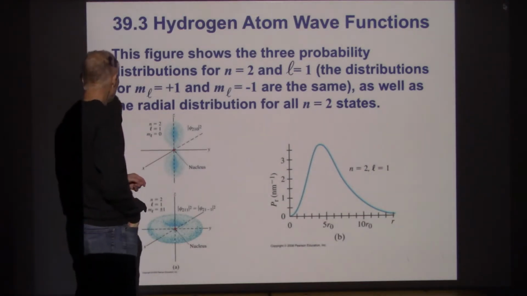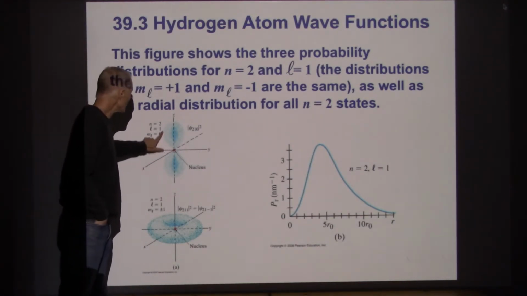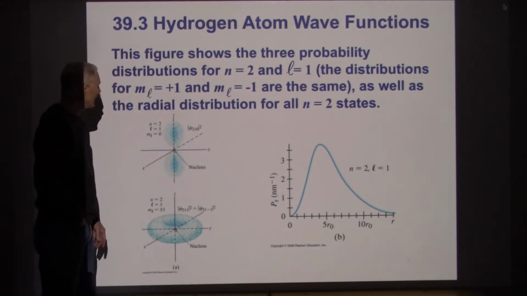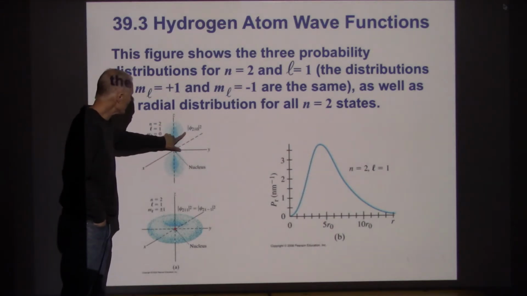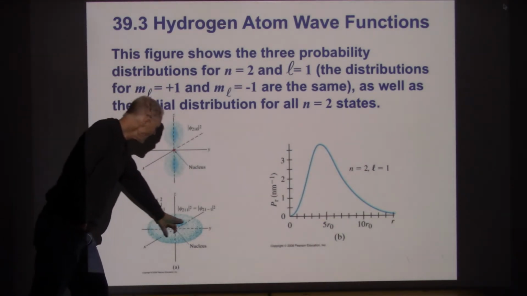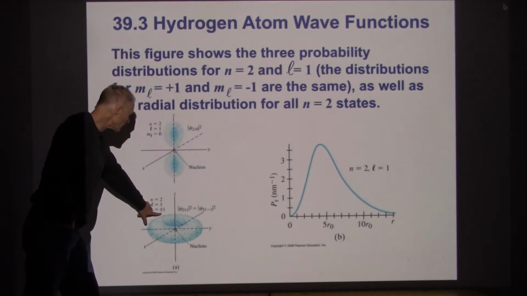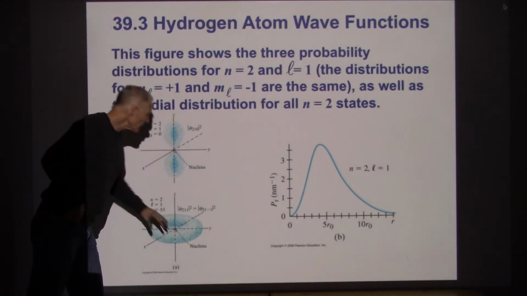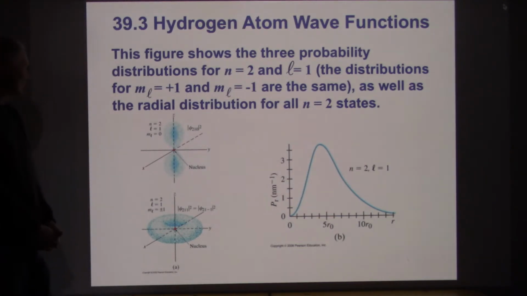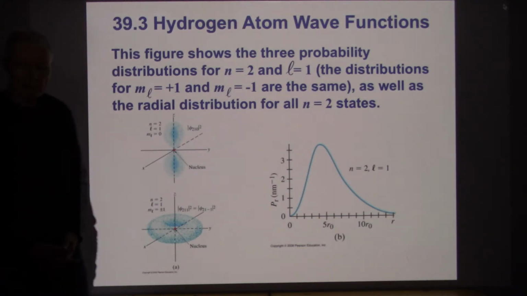Okay, here are some better diagrams. So here are their diagrams of these different states. Here are what the p states look like. Here is the n equals 2, L equals 1, and m sub L is equal to 0. Here are these lobes on either side of the xy plane. And then this is what the m sub L is equal to plus or minus 1 look like. And those are these donut shapes with most of the probability in and around the xy plane.